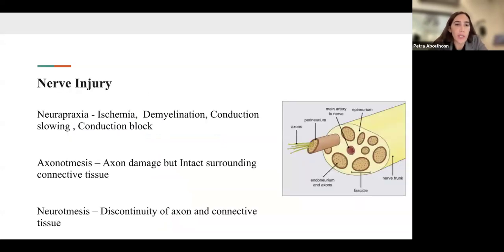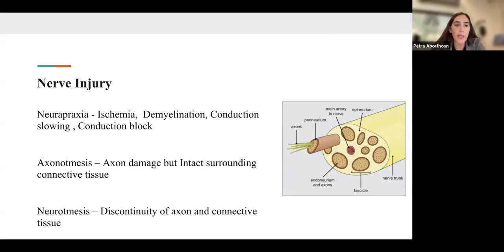So before we start the presentation, you have to know what the different types of nerve injuries are. The first one, which is the mildest form, is neuropraxia, basically what we call a stun nerve or a funny bone, when you hit your elbow and you have pain. So this is basically when you have demyelination, a problem with the myelin sheath, and you get conduction slowing or a conduction block.